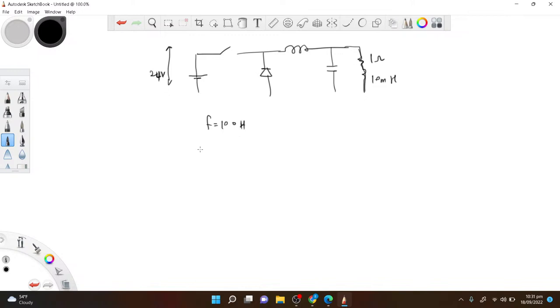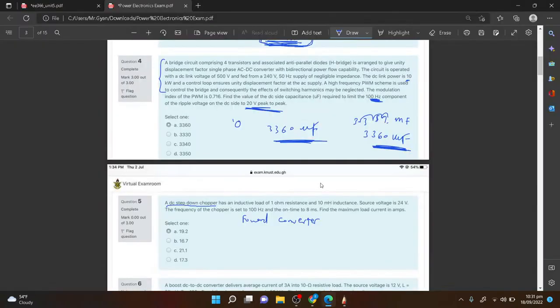They said the on time. This is our DT, and this is our 1 minus D times T, right? So this is the on time. They've given me the DT straight, like the time itself. So they didn't give us the duty ratio D, they gave us the actual on time. That's the DT at 8 milliseconds.